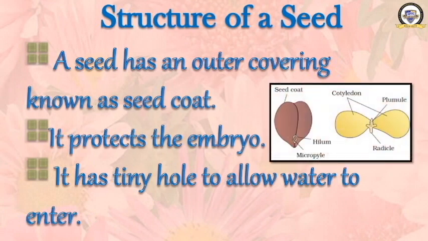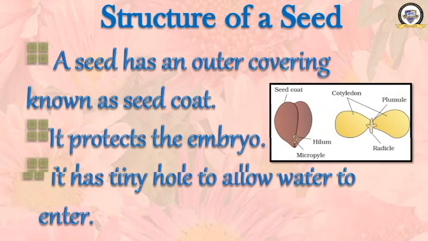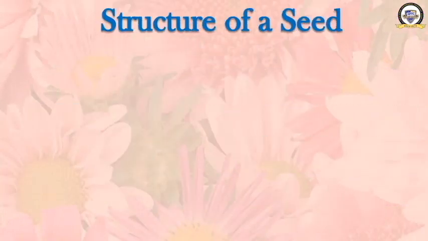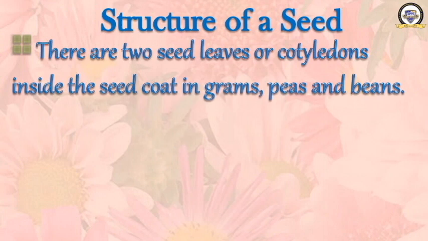This is the diagram which shows a gram seed. That gram seed has two parts, known as cotyledons, which you will learn about in higher classes, and in between them you can see the new plant grows. This is the structure of a seed. We will learn more about the structure of a seed.